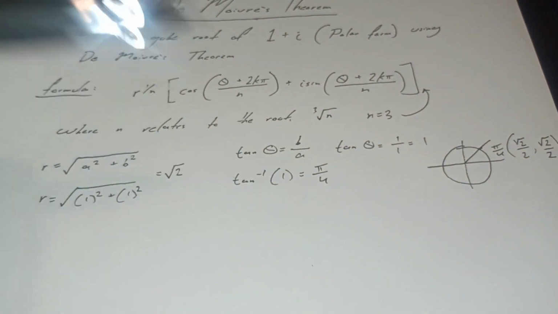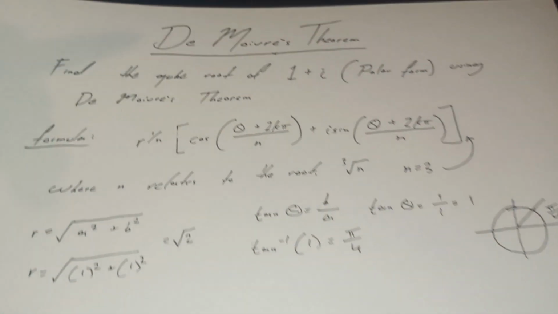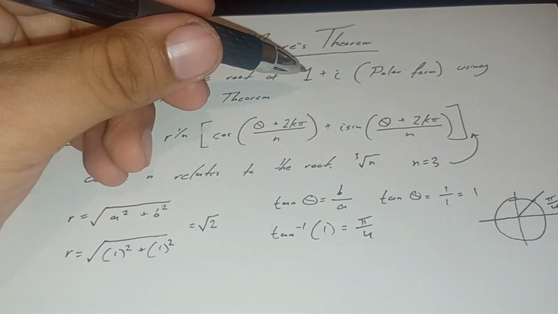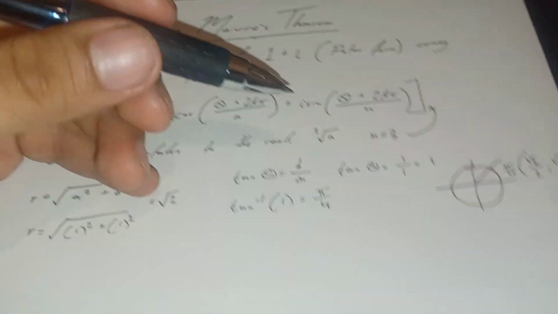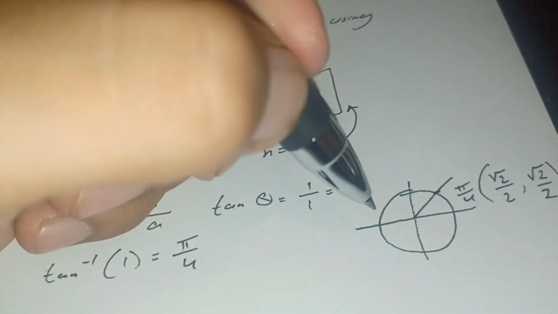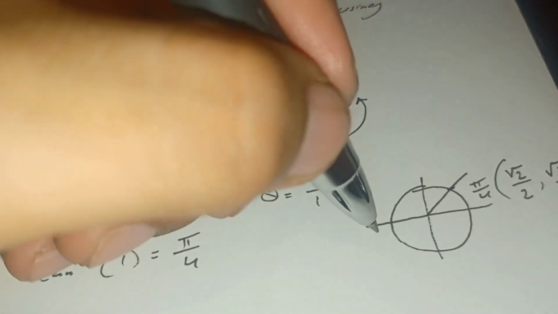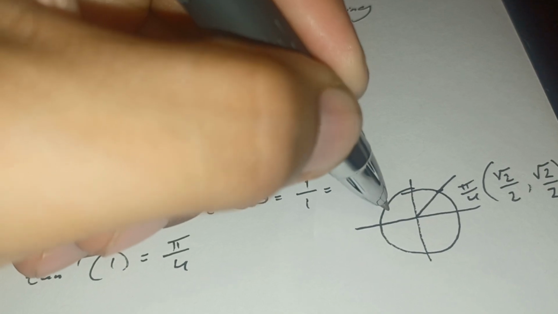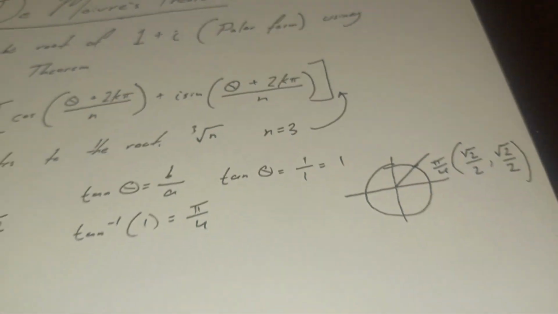This relates to the quadrant, right? So we have a positive 1 over here and a positive 1 over here, right? So since these two values are positive, your angle is going to be in quadrant 1. If they were, let's say, x is negative and y is positive, it's going to be in quadrant 2. All right, so that's just a quick refresher.